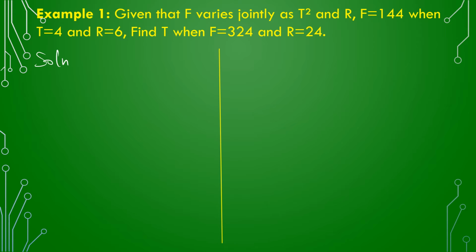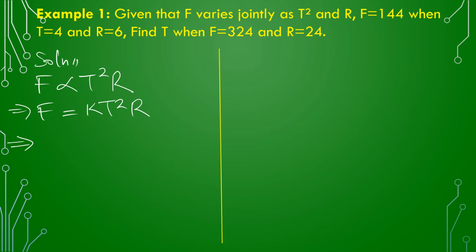Solution: F varies jointly as t squared and r. From here, our F is equal to k t squared r. Now remember, you always solve for k first. Now I want k to stand alone. What do we do? We divide both sides by t squared r. We will now have that k is equal to F over t squared r.